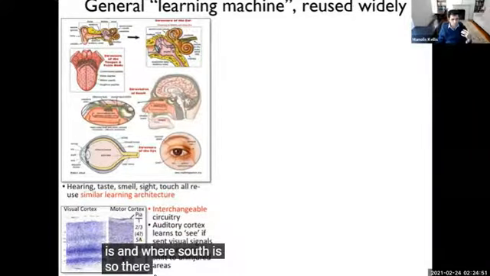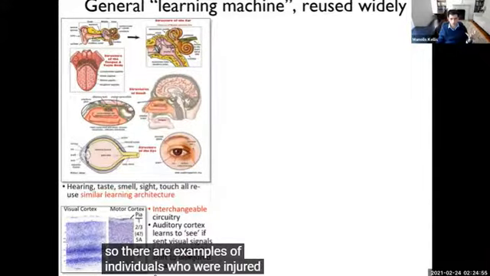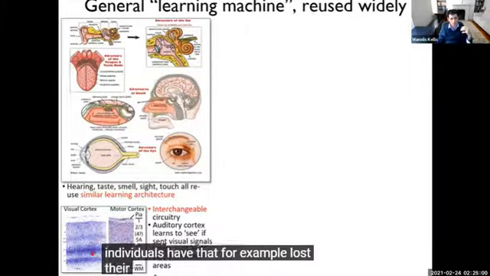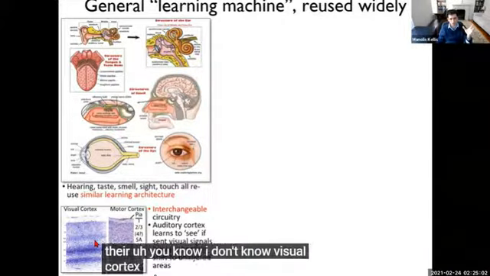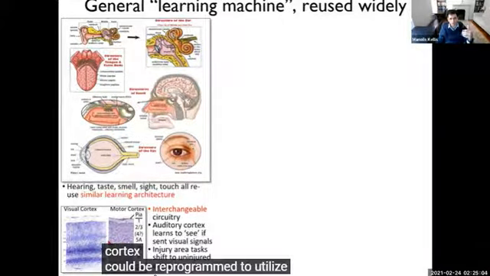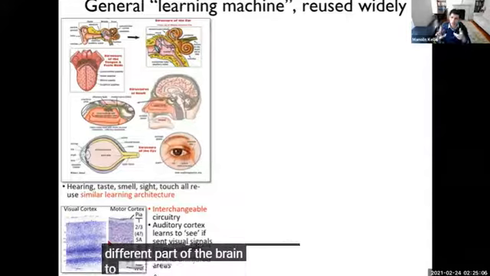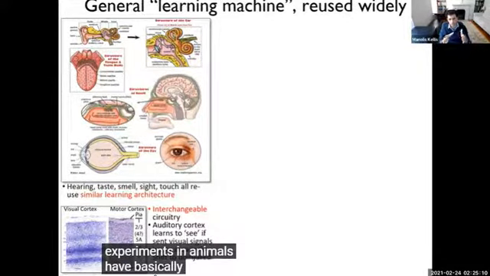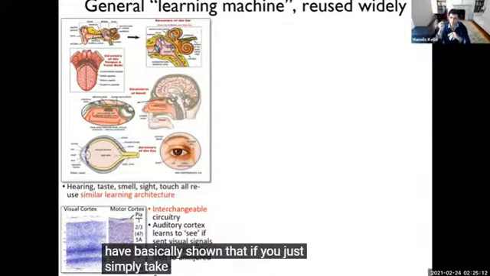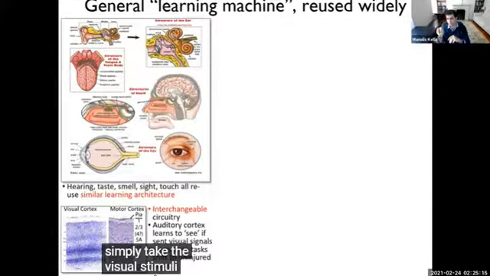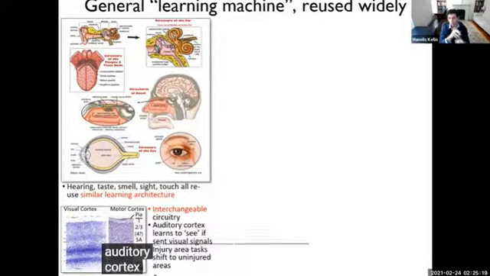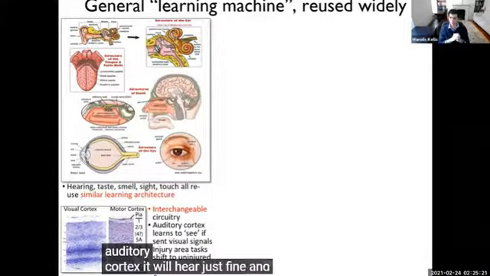There are examples of individuals who were injured and, for example, lost their visual cortex, and could be reprogrammed to utilize a different part of the brain to sense the corresponding signals. And experiments in animals have basically shown that if you simply take the visual stimuli from one part of the brain and map them to the auditory cortex, it will hear just fine and understand the world just fine.